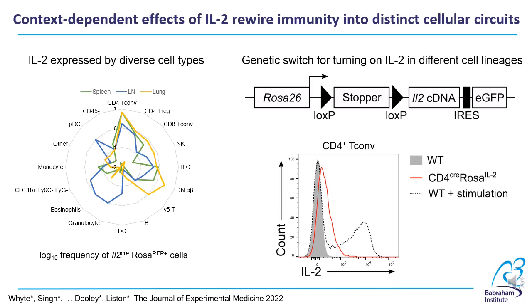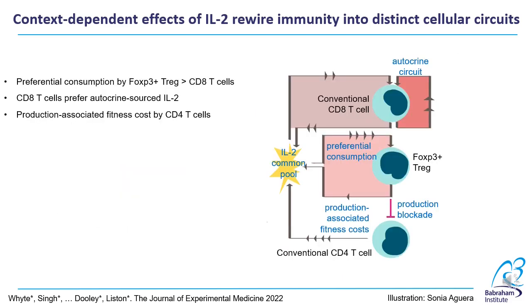This genetic switch drives a low level of IL-2 expression, much less than what is normally produced by activated T cells, but constitutive in a cell type of our choice. We use this model to systematically interrogate IL-2 cellular networks. Expression of IL-2 by conventional CD4 T cells drove preferential expansion of regulatory T cells in addition to CD8s, as is well established.